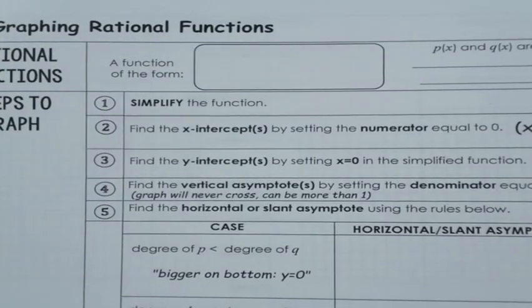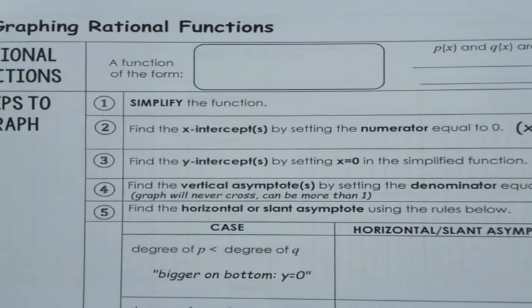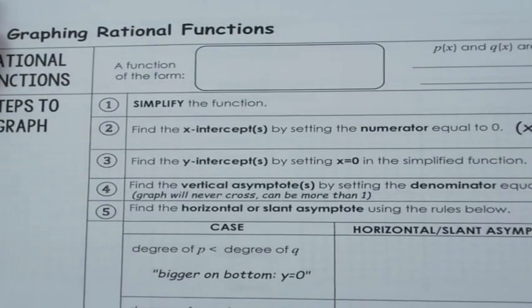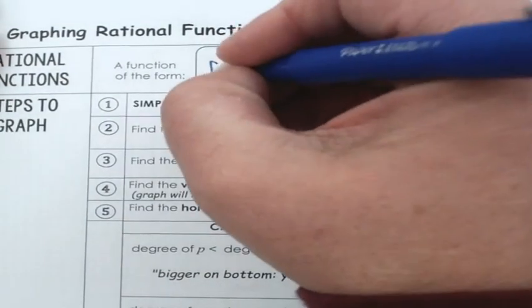Okay, so here we go with 6.5, graphing rational functions. We have been talking about rational expressions and rational equations. Now we're calling them functions because we're actually going to put them on a graph and graph them.